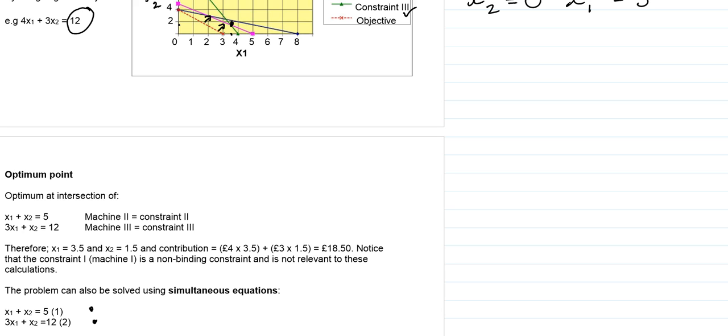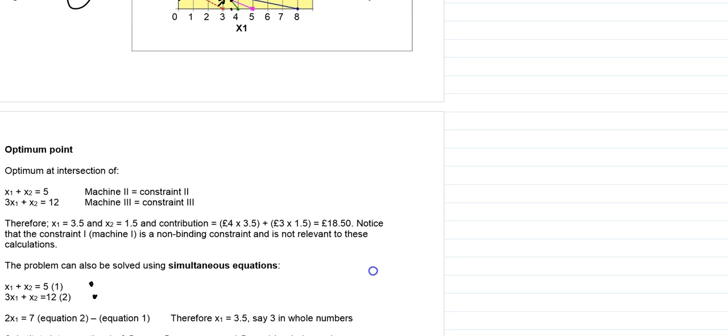So we've got our two binding constraints, constraint 2 and constraint 3, and then what we do is we take equation 2 and deduct equation 3 from it. And that will leave us 2x1 equaling 7. Because if we take away equation 3 from equation 2, these x2's will cancel each other out. So we get 2x1 equals 7. Therefore, x1 equals 3.5. Now, obviously, we can't have 3.5.